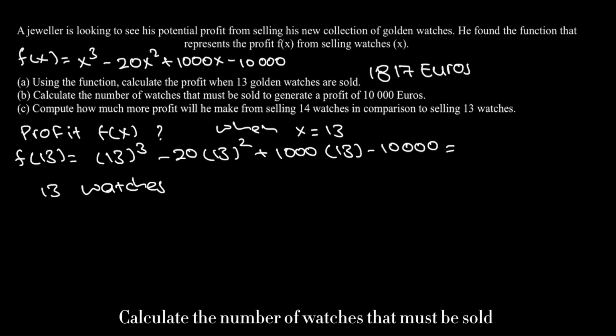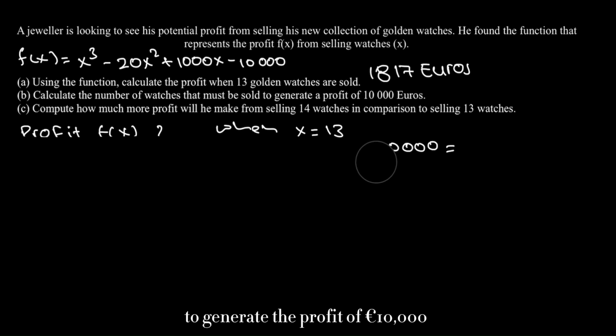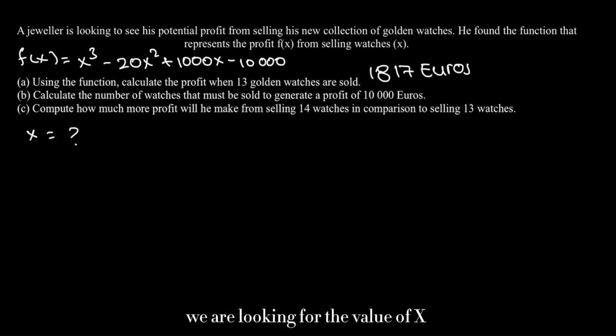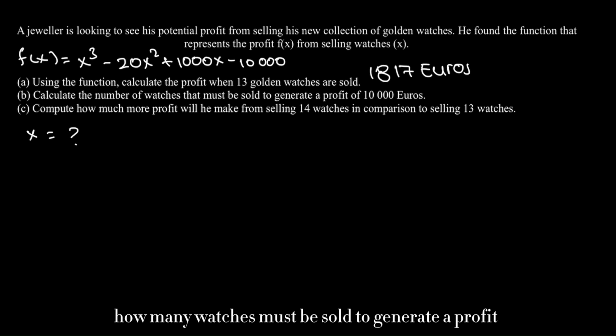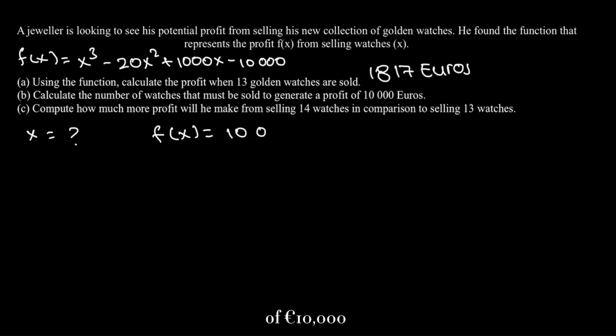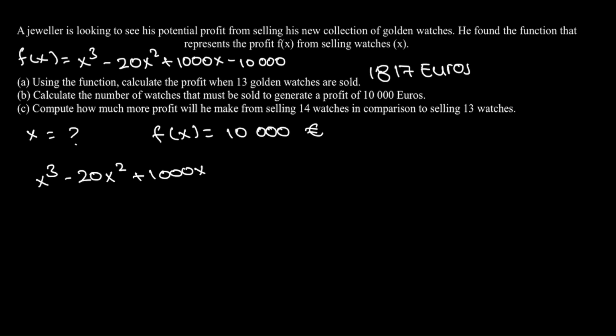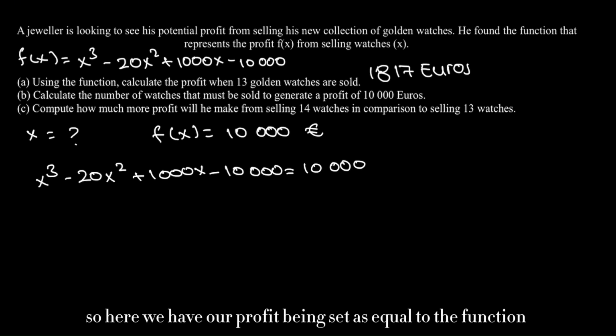Calculate the number of watches that must be sold to generate a profit of 10,000 euros. Right, so here we're not looking for the profit. We are looking for the number of watches. We are looking for the value of x. How many watches must he sell to generate a profit of 10,000 euros? So we must set the equation as equal to 10,000 and solve for x. So here we have our profit being set as equal to the function.